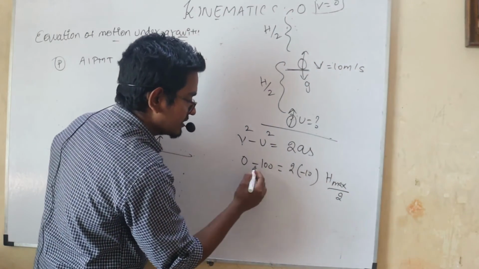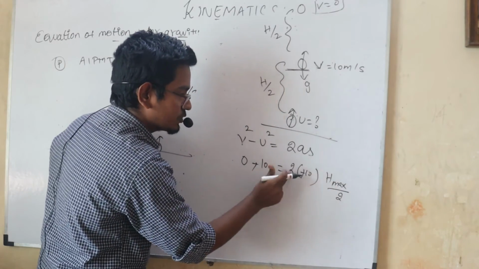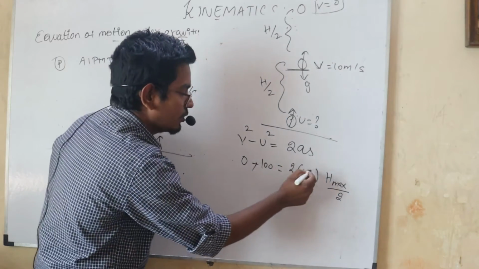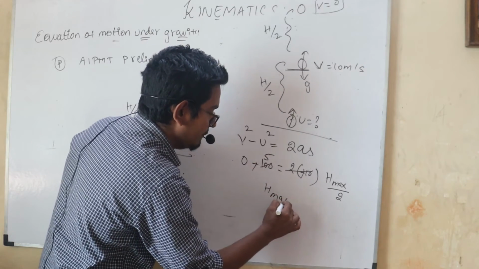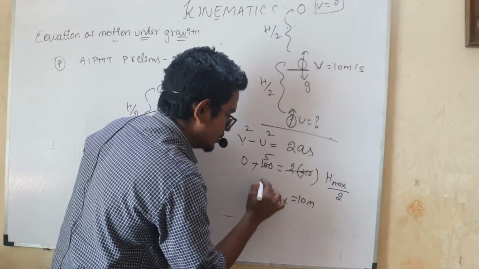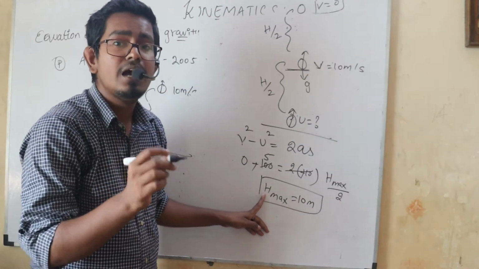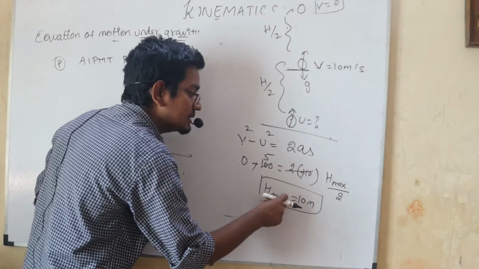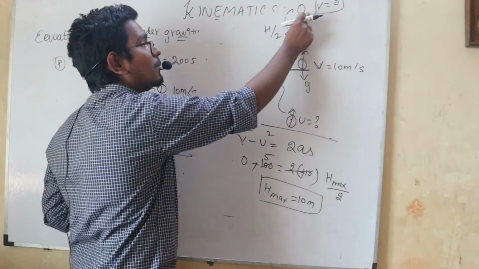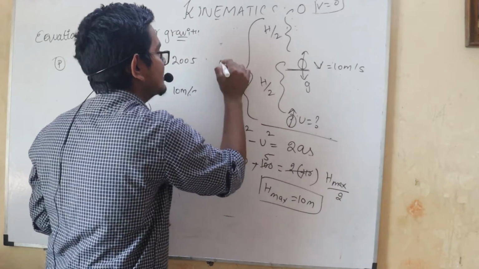So you can see here it is 10 square, 100, minus cancels. So 2 tens are 20, 20 fives are 100. So h max is equal to 10 meters. H max is equal to 10 meters, and you can see here what I found. I have not found h max upon 2, I have not found the h by 2. I found the maximum height reached by the body.